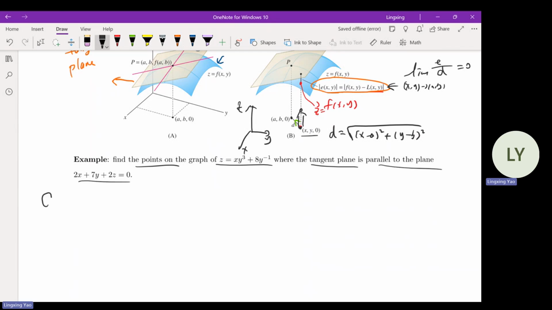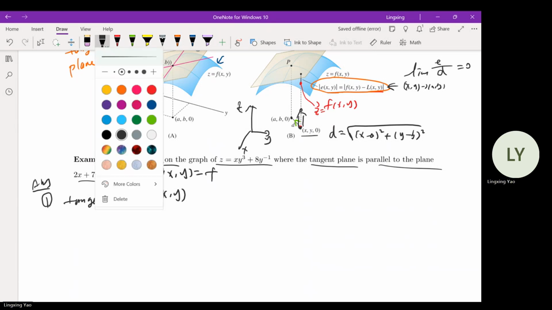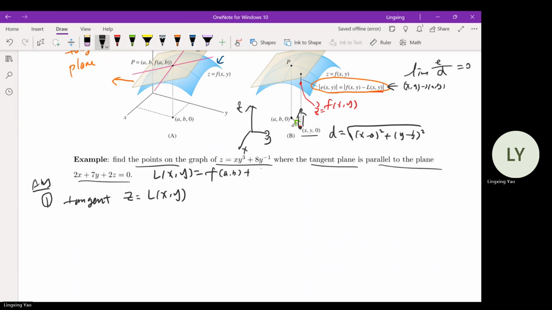Well, first of all, what is the tangent plane? How do we get to the tangent plane? Well, it has to be z equals L of x, y, and then the L of x, y is the linearization, which is supposed to be f of A, B plus partial x of A, B times x minus a plus partial y of A, B times y minus b, right?